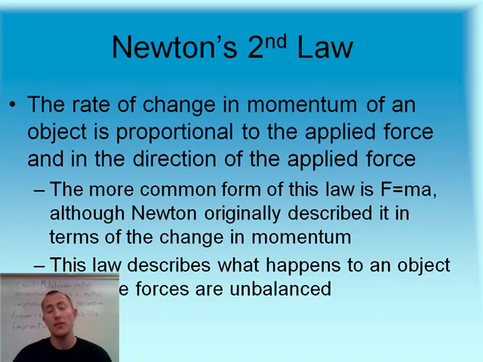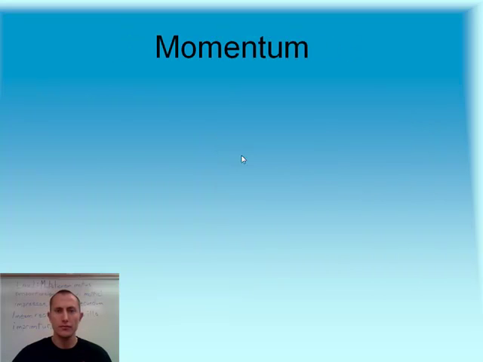Now we more commonly know it as F equals ma. You may have remembered it from 8th grade physical science. But it's telling us what is happening to an object when there is a net force acting on it. And if we look at it in terms of the more common F equals ma, if there's a net force, then there must be acceleration. So let's look at it in the original form first, and we need to address this term momentum, though.